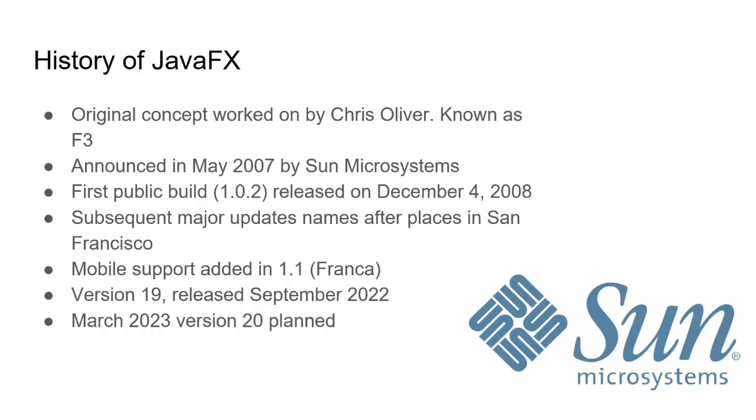The first public build, which is build 1.0.2, was released a bit over a year later, in December of 2008. Subsequent major updates, denoted by an increase of the second number, were named after places in San Francisco. For example, version 1.1, which added mobile support along with many other things, was named Franca. The version we will be using for this video is JavaFX version 19. It was released in September of 2022, which is actually the recording month for this video. Version 20 is already planned for March of 2023, but is not out yet, so version 19 will be used for this video.